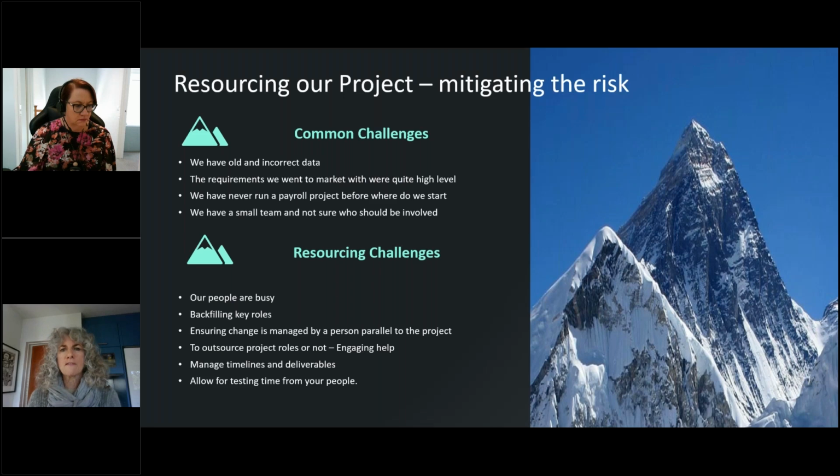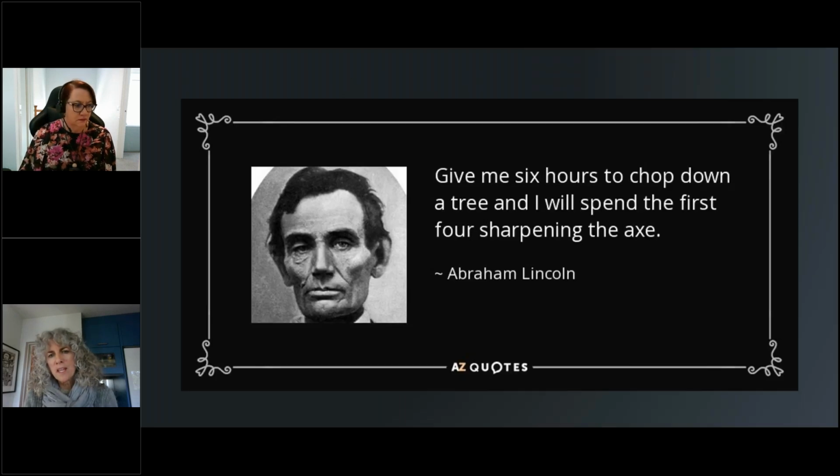And finally, before I hand over to Vicky, one of our other colleagues in the office used this quote in a presentation last year, and it is really applicable when it comes to project planning a payroll project. A lot of the time spent up front is incredibly valuable. If you're not spending that time up front, it could be quite a painful process down the track.